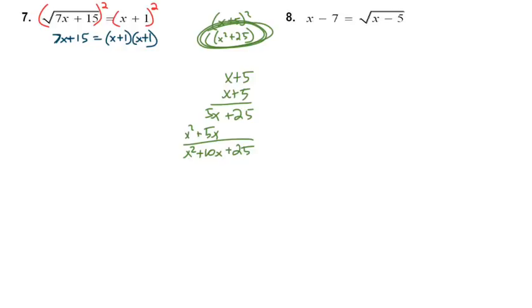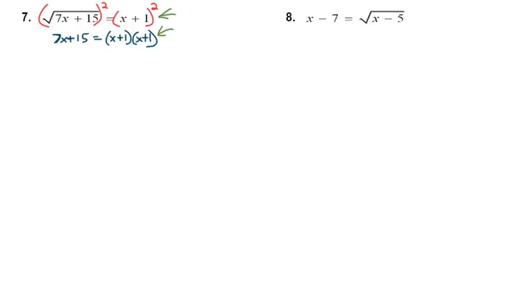So my suggestion is, whenever you are squaring a binomial, write it twice. I'm going to erase all this real quick because we really don't need it, but I'm just showing you what's going on. So if I multiply x plus 1 times x plus 1, 1 times 1 is 1, 1 times x is x, x times 1 is x, x times x is x squared. So that is x squared plus 2x plus 1.